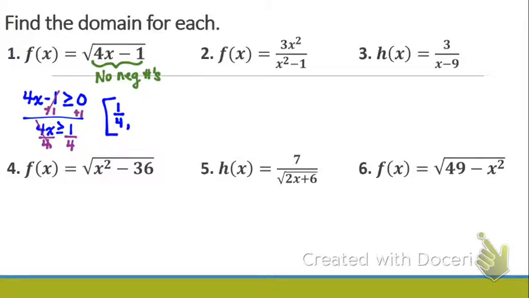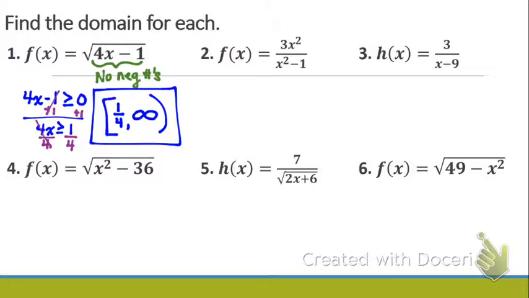Can I use any kind of big number I want to? If x was 100, is that okay? Yeah. If x is 1,000, is that okay? So this can go on to infinity, and that's perfectly fine. But it can't be any smaller than 1/4, because then I would get a negative under my radical.